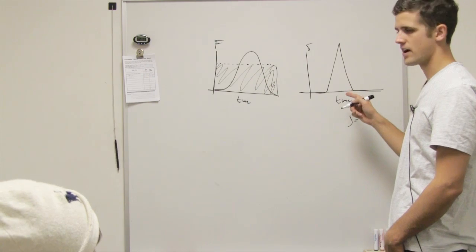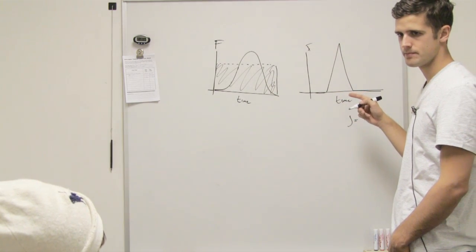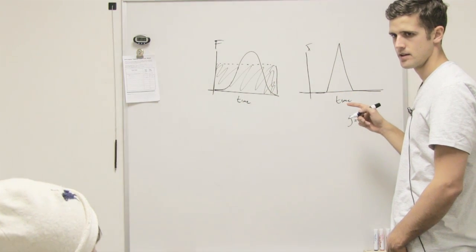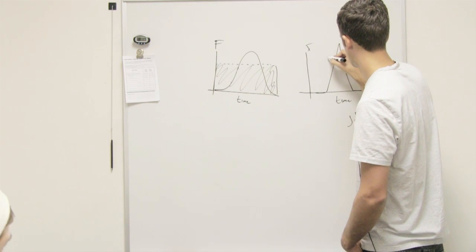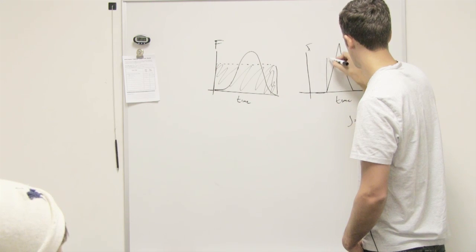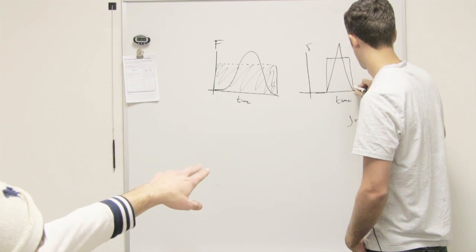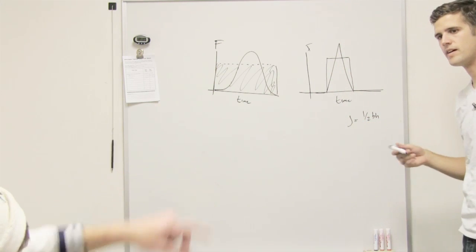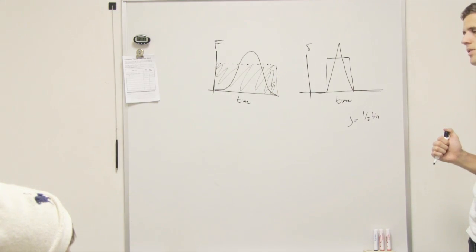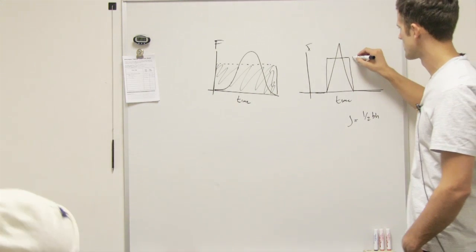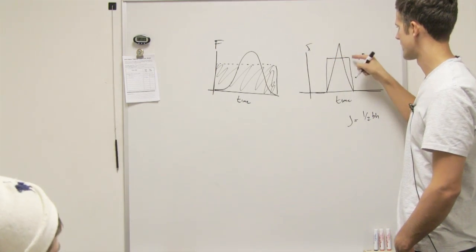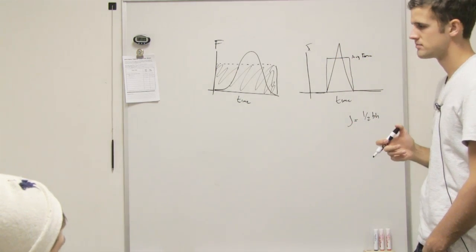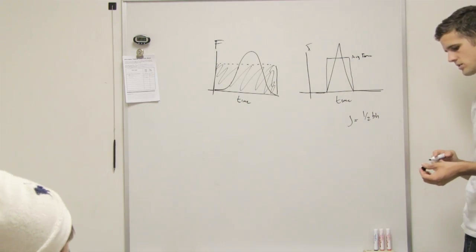Then what if it asked you to find the average force over that time? You just divide it by the length of it. Yeah, you divide it by your time, exactly. That'll give you an average force up here. And if you plotted it out, it'll be the same area as under the triangle.